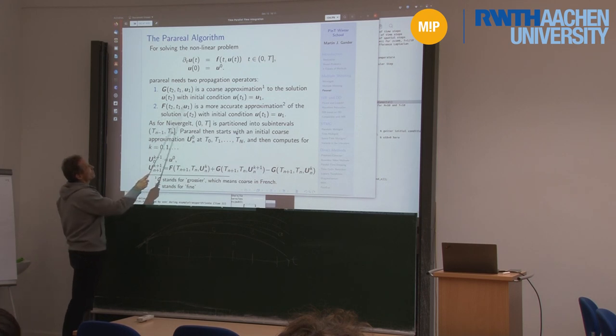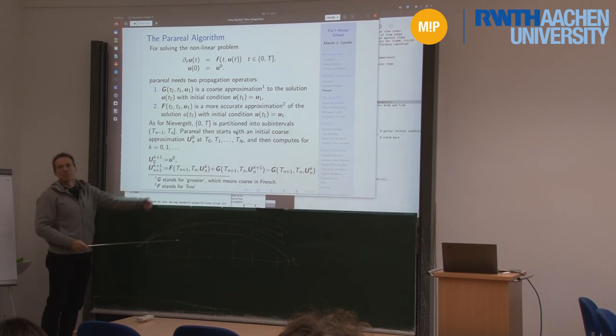And then you have a very expensive one. This is very accurate. It also takes some initial value at some time t1, and it gives you a very accurate solution at time t2. This could even be the exact solution.